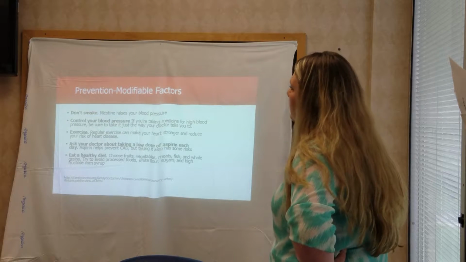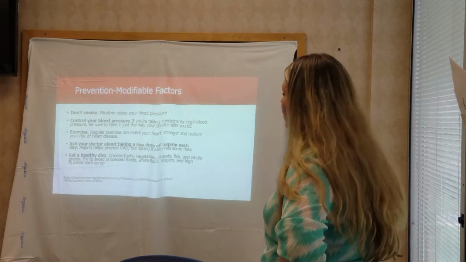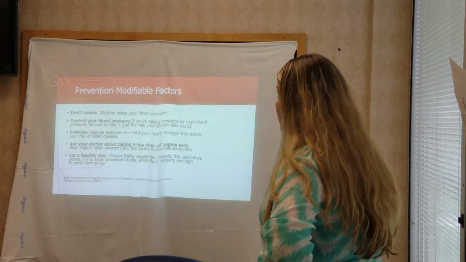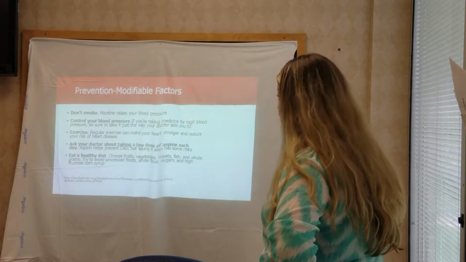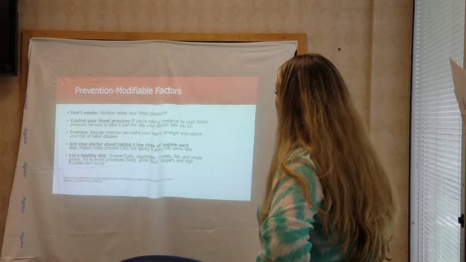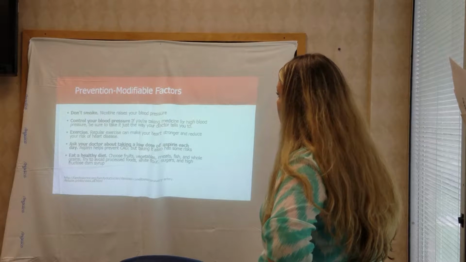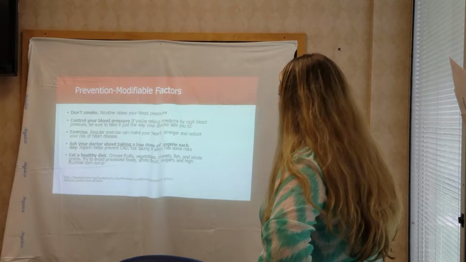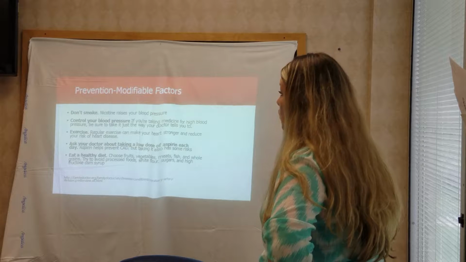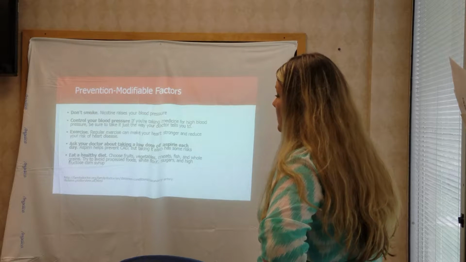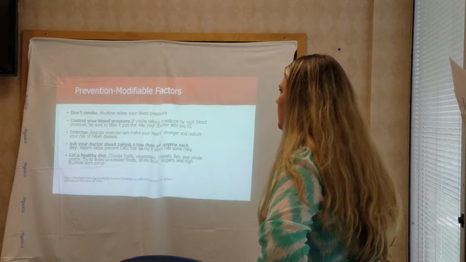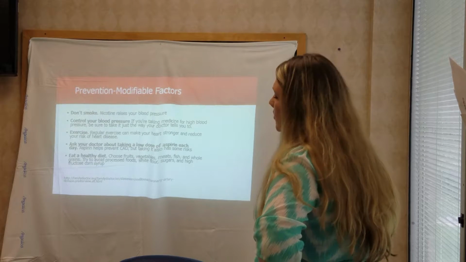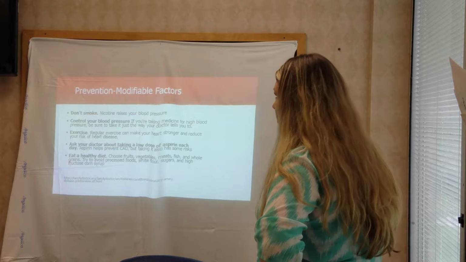Prevention and modifiable factors, which is what you can do something about. Don't smoke, because nicotine, of course, raises your blood pressure. It's a vasoconstrictor, so it's going to add to any problems. Always control your blood pressure, so if you're taking medicine for high blood pressure, be sure to take it the way you're supposed to. Regular exercise can make your heart stronger and reduce your risk. Always ask your doctor about taking aspirin. It can prevent some CAD, but it also has risk because it's antiplatelet.